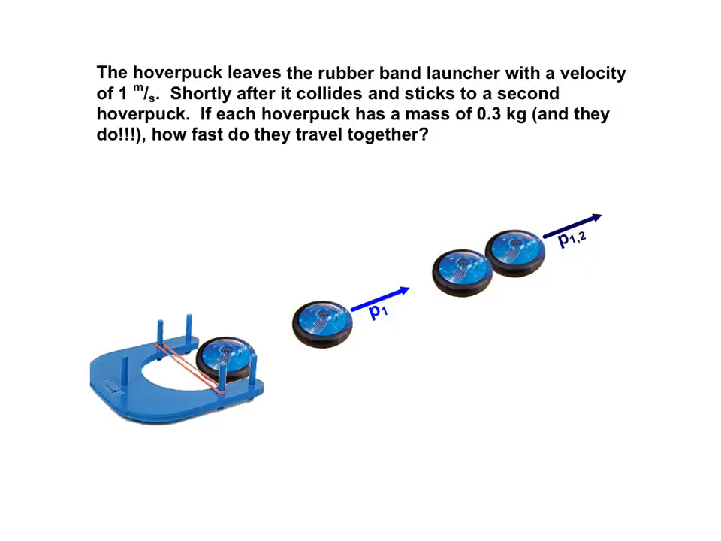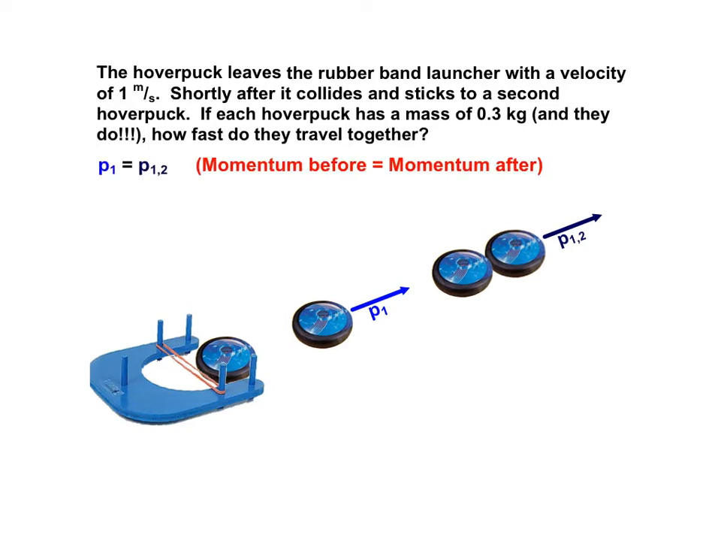So let's give you an example of a quick demo that we can do in class where we shoot one hover puck towards another hover puck that's still, and then they connect and move on as a system. So here, we tell you that the velocity of the first hover puck is 1 meter per second, it collides into a second one, and each hover puck has 0.3 kilograms of mass. Then we ask you about the speed after the collision.